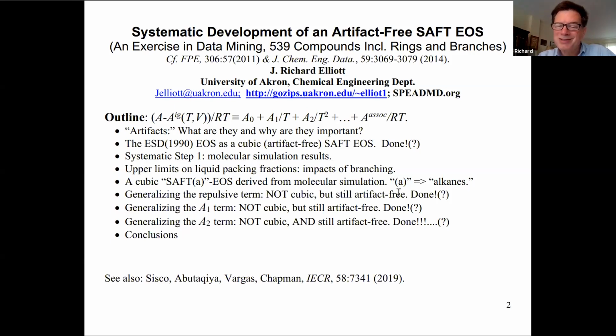But it turns out you're still limited in how accurately you can agree with the molecular simulation results. So if the problem is a repulsive term, what would happen if we got rid of the cubic constraint and made it a more realistic repulsive term? Could we still be artifact-free? It turns out we can.